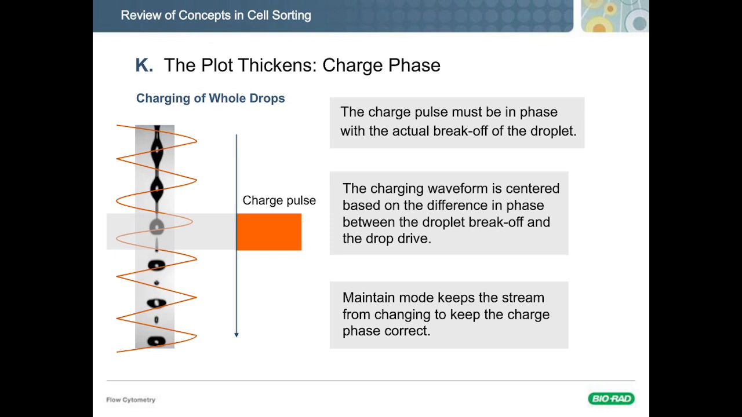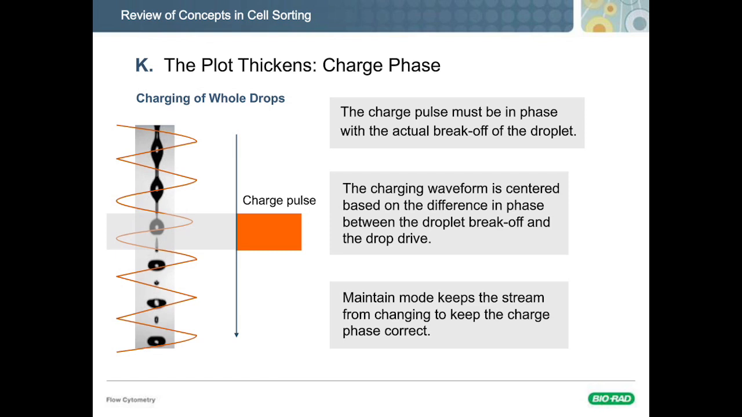The other important thing about all of this is the maintain mode. Once you have these parameters on the stream set up and you have the charge phase in the correct place, you have it breaking off where you want it, you're happy with the frequency and the amplitude, you need to be able to keep the stream right where you need it. And we call that maintain mode.